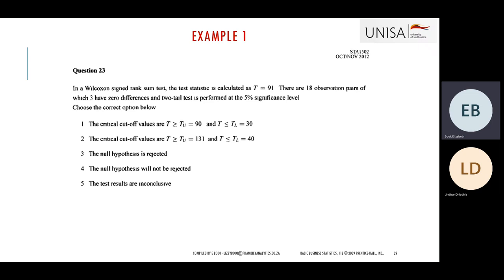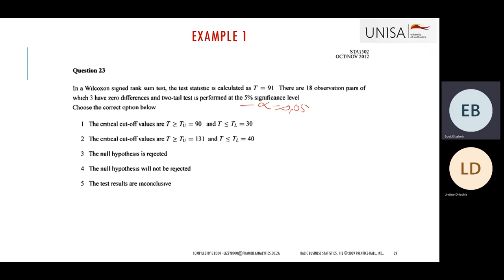So now they have calculated the T, which is our sum rank, in this instance the positive sum ranks, and they have given us our N, which is our sample size, 18. So there were 18 observations. They also tell us that there were three values that have a zero difference, so we ignore those anyway. The test will be a two-tailed test, performed at alpha of 0.05. So we have all the information we require. Choose the correct option. So that is the question, we need to find the correct answer.